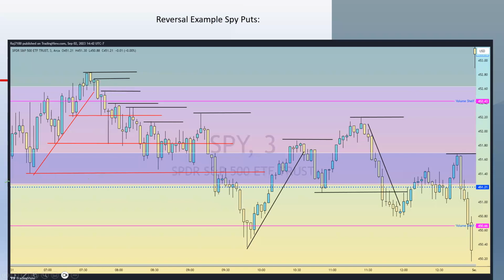Any questions on the SPY puts? On the SPY put setups? We got more setups for you guys too, so no worries. I think we're good.